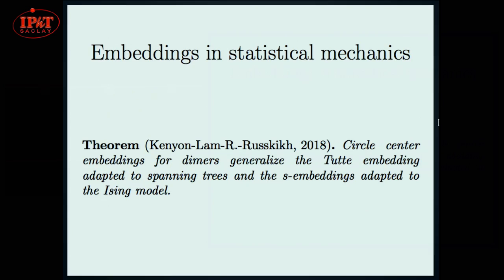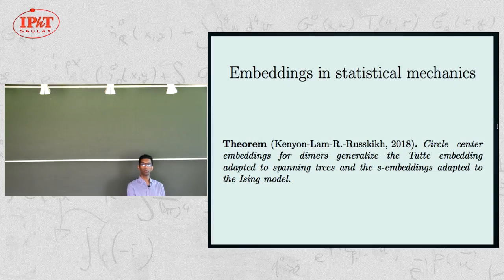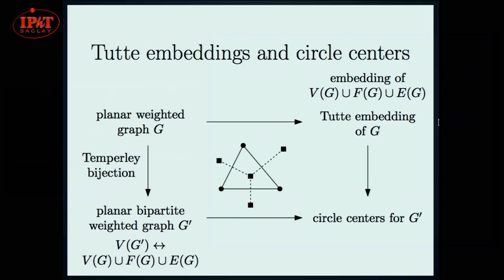And there's a second reason to expect that this is the good embedding. It's because for two StatMech models, spanning trees and the Ising model, we know some adapted embedding. In the case of the spanning tree model, we know the Tutte embedding, and in the case of the Ising model, we know the s-embedding. And actually, these circle center embeddings for dimers, they generalize in some sense both the Tutte embedding and the s-embeddings in a way that I'm going to explain right now.